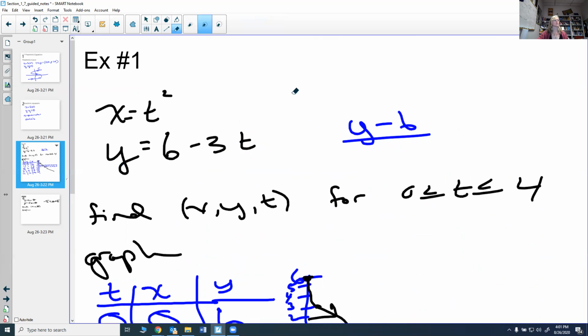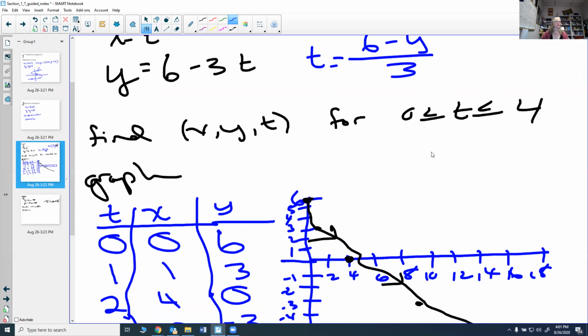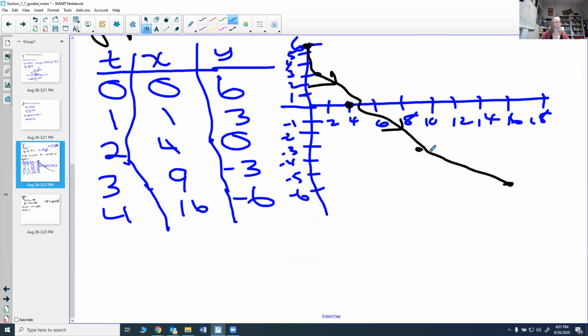Actually, no, we're going to do 6 minus y, so I don't have too many negatives going on. So we're going to have 6 minus y over 3, and that's what t is equal to. And then we can put that into the other equation. So x is equal to t squared, so it's 6 minus y over 3 squared. So you can see it is a parabola, a sideways parabola, but it is a parabola. And that's what we call eliminating the parameter.